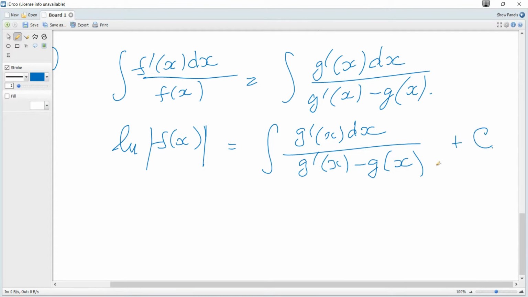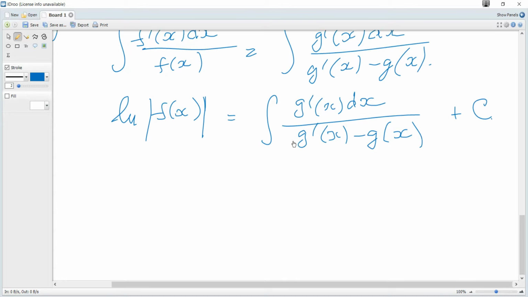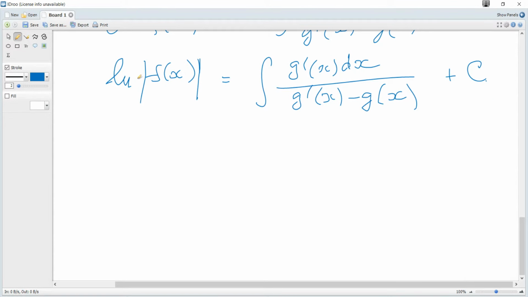And plus some constant of integration. And how to undo this ln? You remember that log to base 2 of 8 is 3. Why? Because 2 cubed is 8. And ln is what? Log to the base e. So it becomes, and I will keep this absolute value, but it's not necessary. Actually, you may rewrite just.